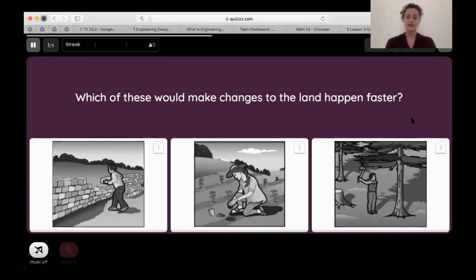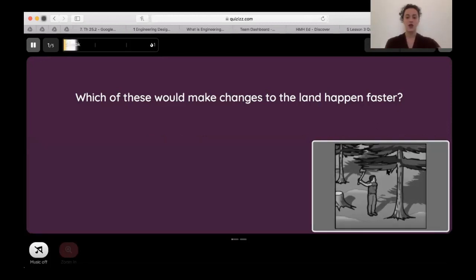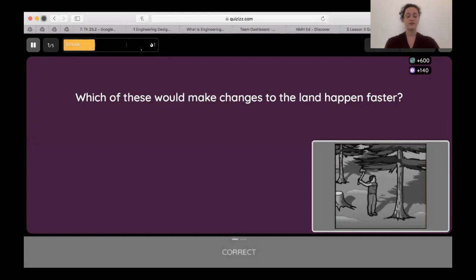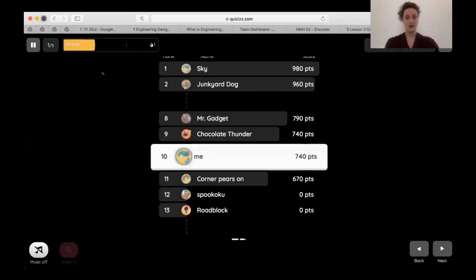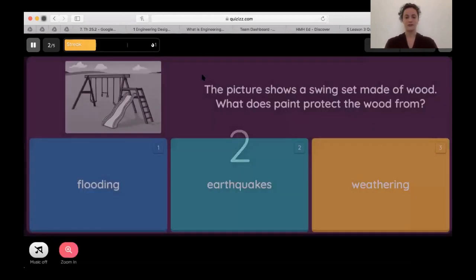Does this make sense? Why the land would change faster when we cut down the forest? Any questions? If you have a question, remember, unmute and say question. Because we got a lot of these wrong, okay? I want to make sure we understand.